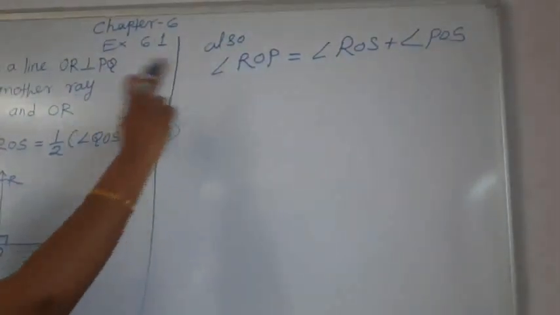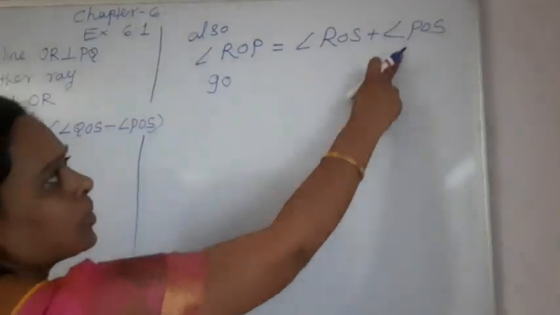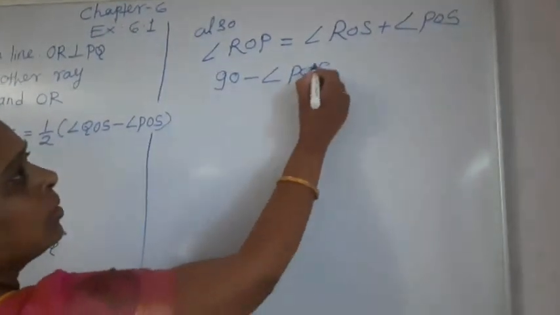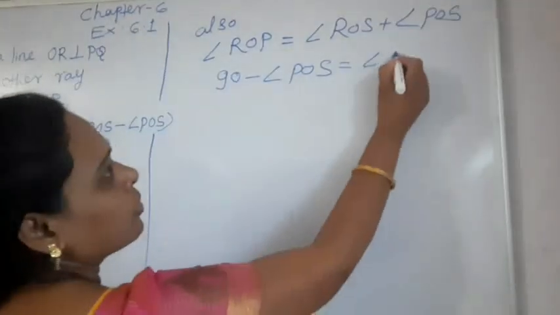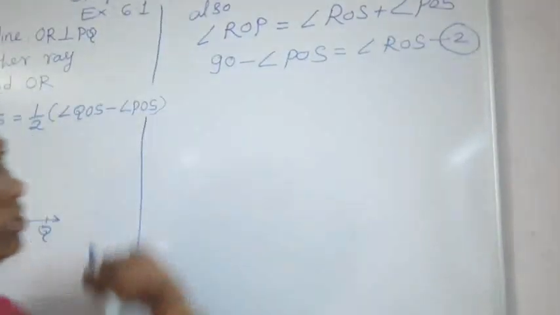Again here the measure of this angle ROP is equal to 90 degrees. Substitute that value. ROP is equal to 90. Shift this angle to this side. Minus angle POS is equal to angle ROS. Label it as equation number 2.